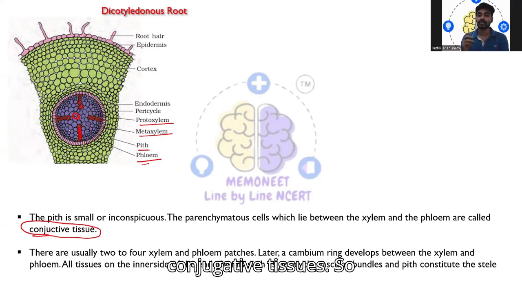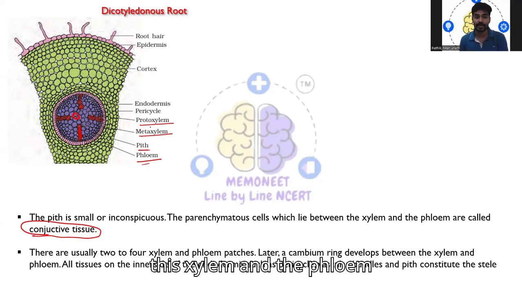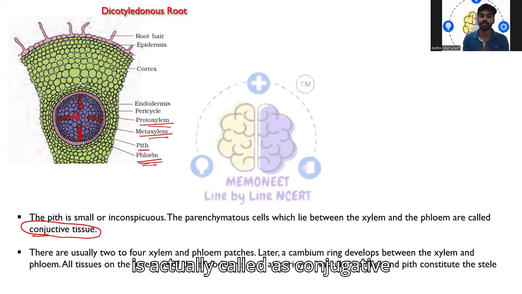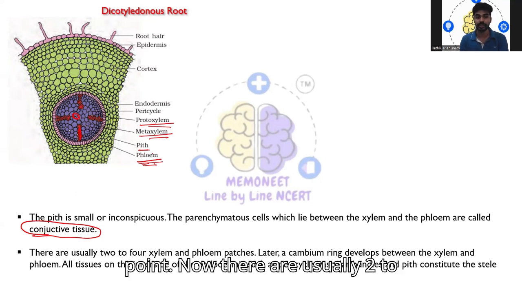Conjugative tissues. Whatever cells lie between the xylem and the phloem are called conjugative tissues. This is another very important point. Now, there are usually 2 to 4 xylem and phloem patches.